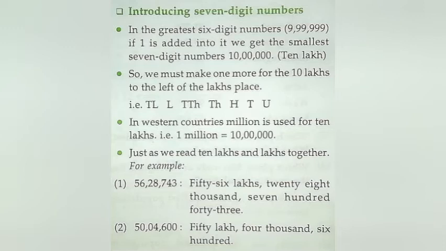So we must make one row for 10 lakh to the left of the lakhs place. We learned about lakhs last, then comes 10 lakh. Now we are learning about 10 lakhs. In Western countries, million is used for 10 lakhs, that is 1 million. The above value, 10 lakh, is also known as 1 million.